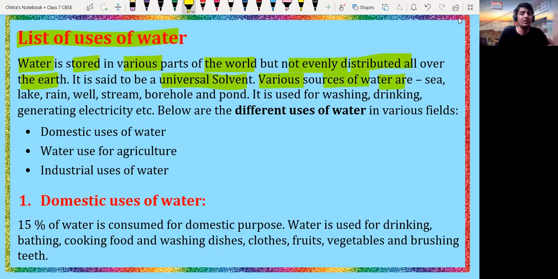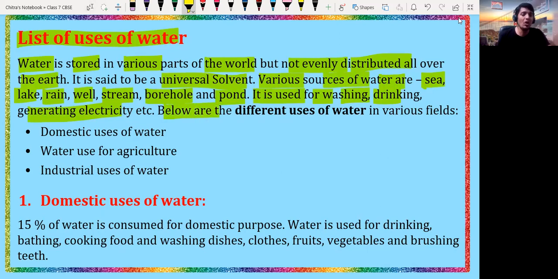Various sources of water are the sea, the ocean, lake, rain, well, stream, borehole. This is nothing but the tube well, and pond. So these are all the various sources of water. It is used for washing, drinking, generating electricity, etc. So water is used for washing purposes, drinking purposes, and generating electricity also.